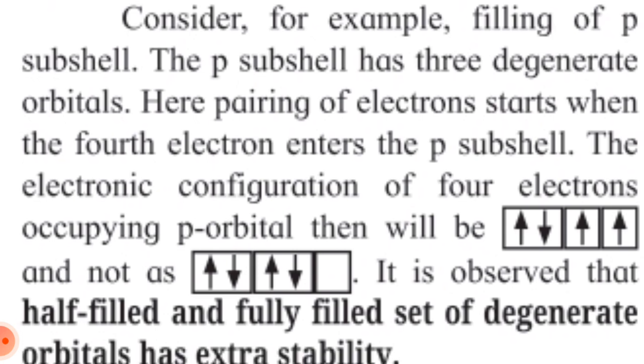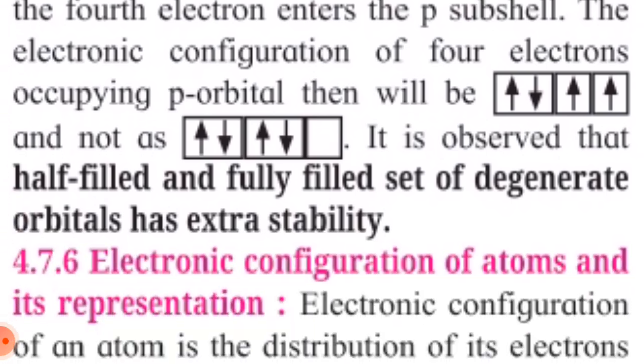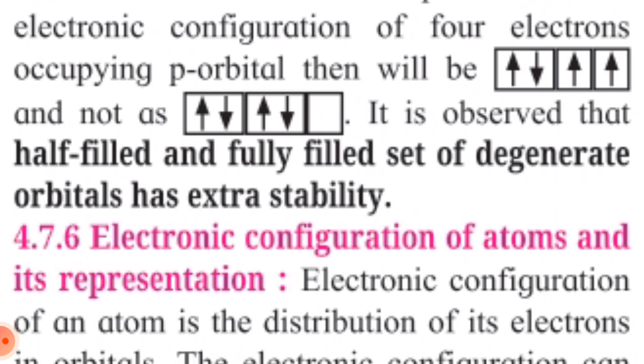Consider, for example, filling of p subshells. The p subshell has three degenerate orbitals. Pairing of electrons starts when the fourth electron enters the p subshell. The electron configuration of four electrons occupying p orbitals will then be as shown.